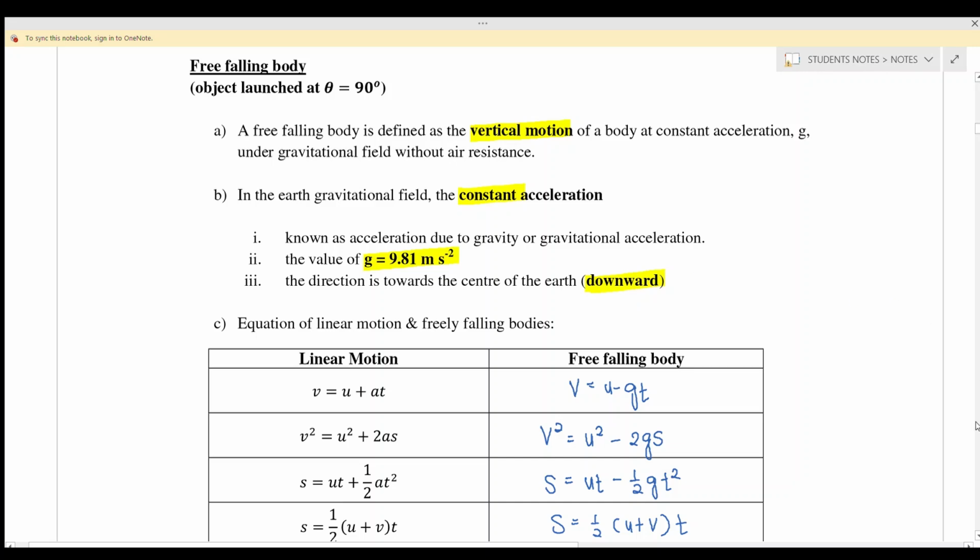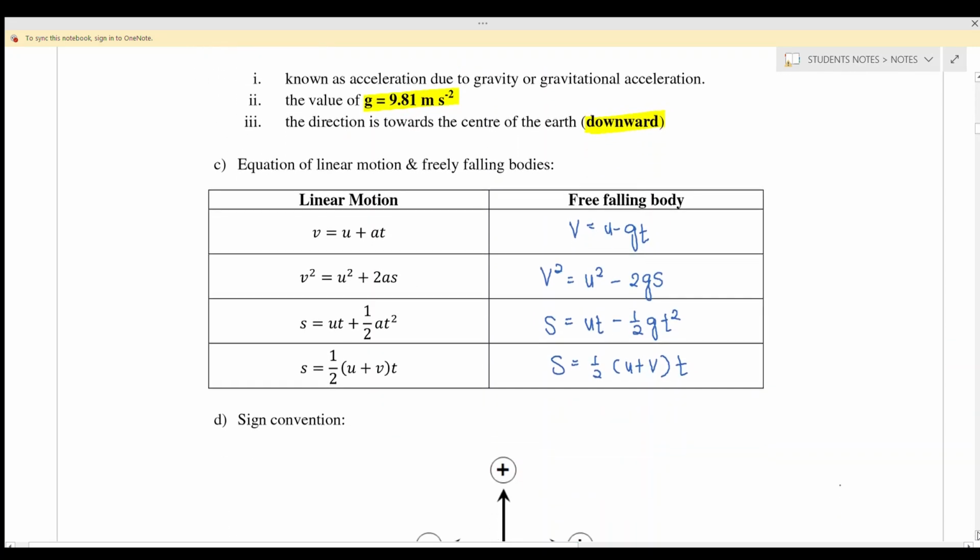If you compare linear motion and the free falling body, we also have four equations. In linear motion, v equals u plus at, but for free falling body, a becomes negative g. So we have four equations where v equals u minus gt, v squared equals u squared minus 2gs, s equals ut minus half gt squared, and finally s equals half (u plus v) t.